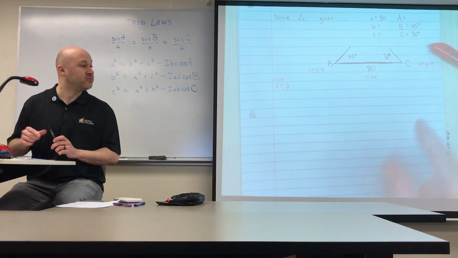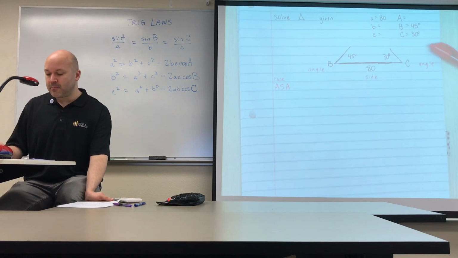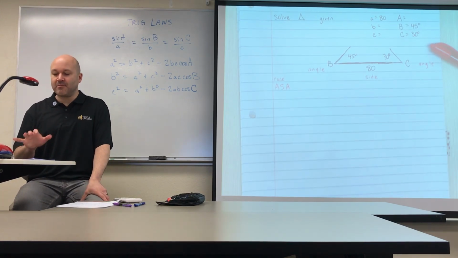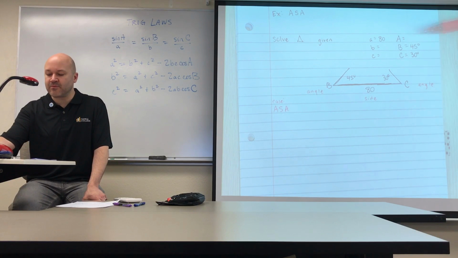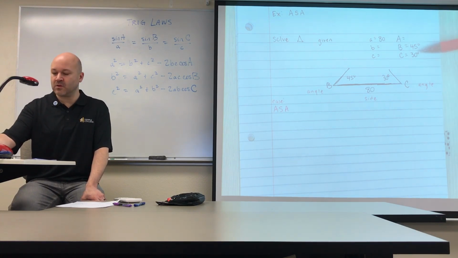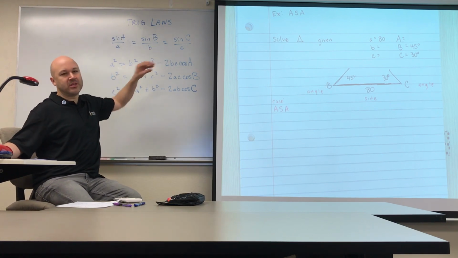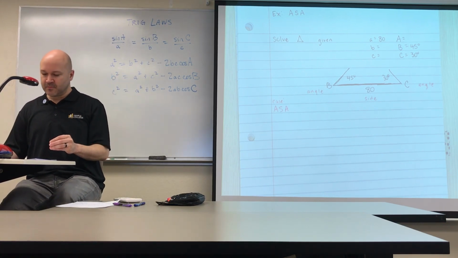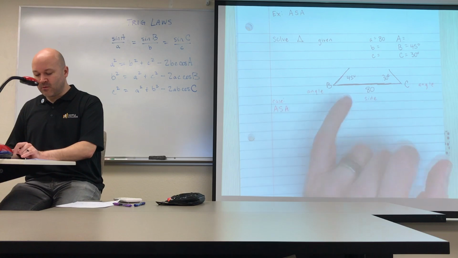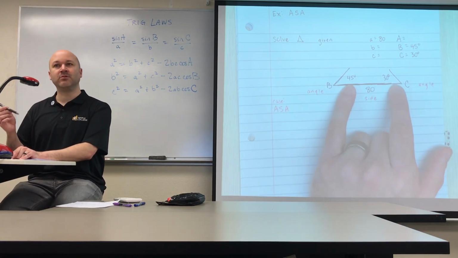Now this also uses the law of sines, but we'll notice right off the bat that I'm not given a pair of information. I don't know my A's or my B's or my C's. And in order to use the law of sines, I really do need a pair of information. But I know that the angles add up to 180.